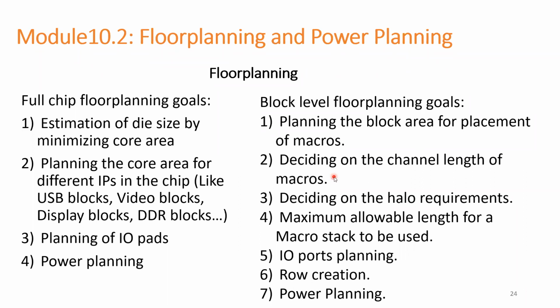Congestion means overflow of signal routes. Let's say there are four tracks and you want to route eight signals in those four tracks. So there is an overflow of four signals, and that will give the congestion. So we need to place macros in such a way that there are eight tracks between them to route the signals. So that is about channel length of macros.